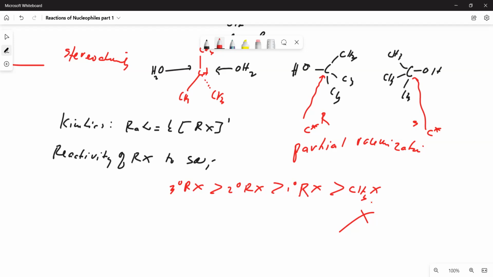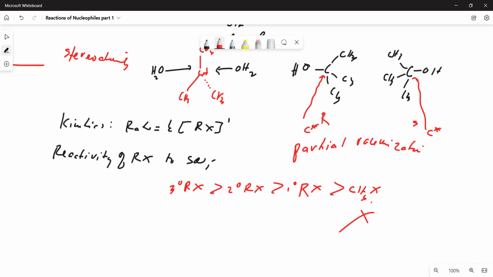Tertiary definitely will undergo SN1 because it will not undergo SN2. Now the secondary is at the middle. So therefore, the secondary can undergo both SN1 and SN2. Which one will be favored will depend on the conditions of the reaction. If the condition is good for SN2, then it will undergo SN2. If the condition is good for SN1, then it will undergo SN1. Okay?